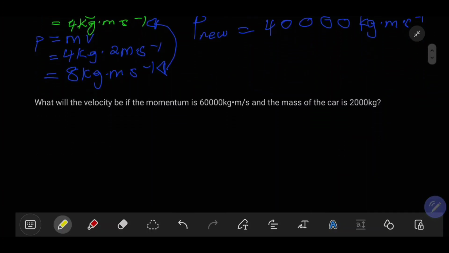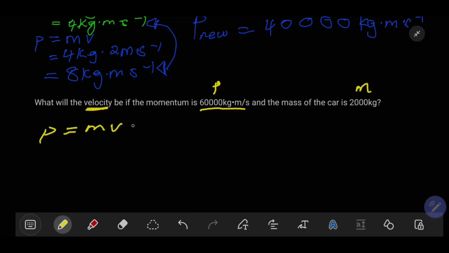So the second question says, what will be the velocity if the momentum is given and the momentum is 60,000 kg meters per second, and the mass of the car is 2,000 kg. So they want the velocity, and you are given the momentum and also the mass.